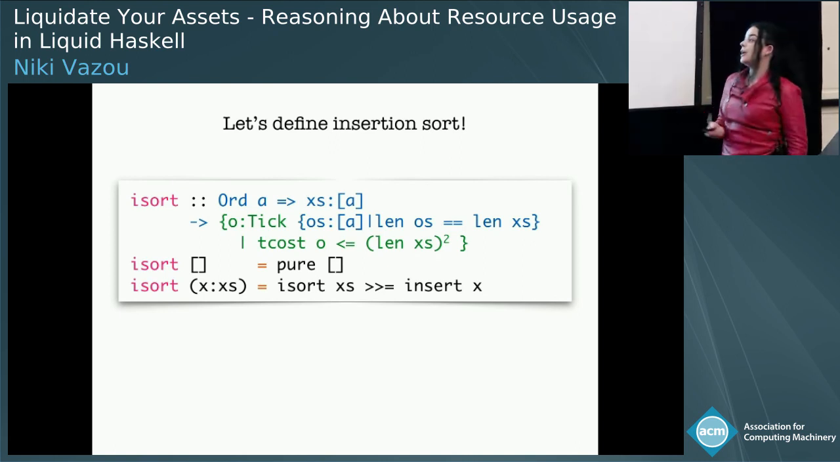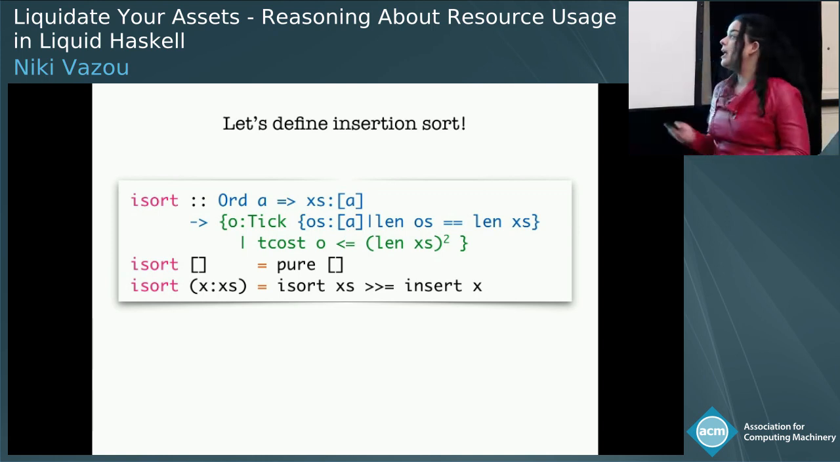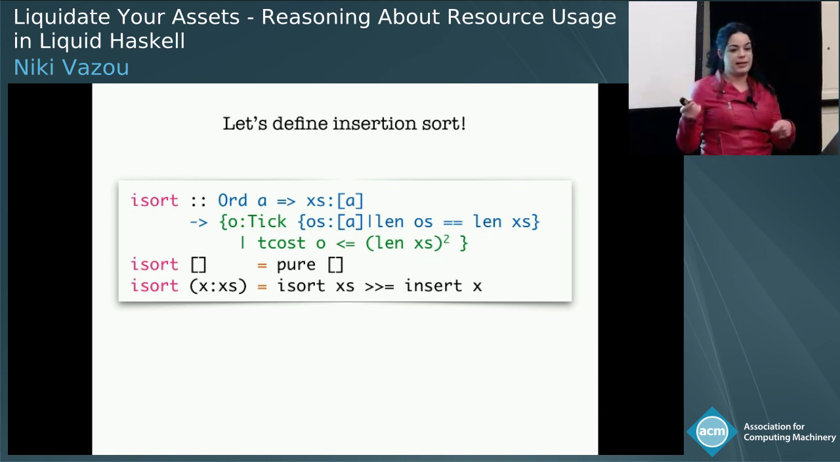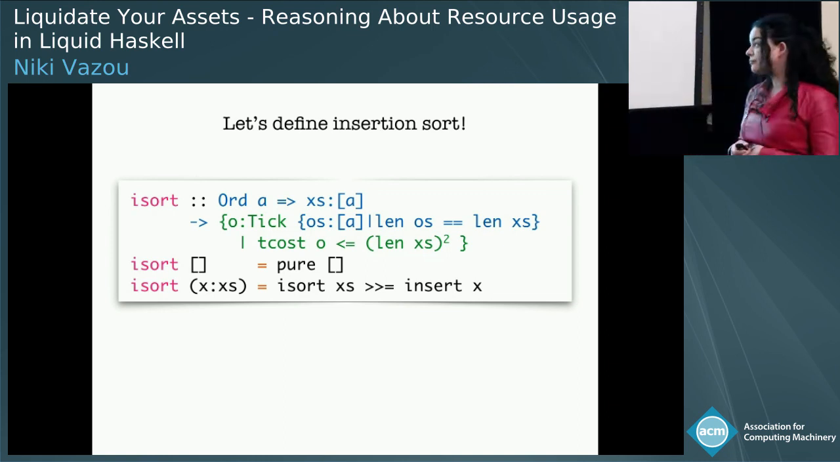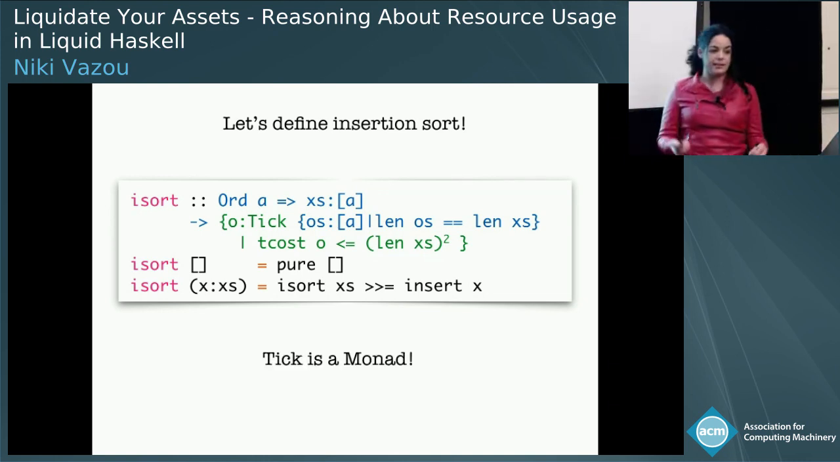I use pure to lift it inside my tick. Otherwise, I am sorting my tail and bind this to inserting X on top of the sorted tail. And I want to be able to prove that my cost is bounded by square of length now. Okay, so I'm using bind, which means that actually my tick is a monad.